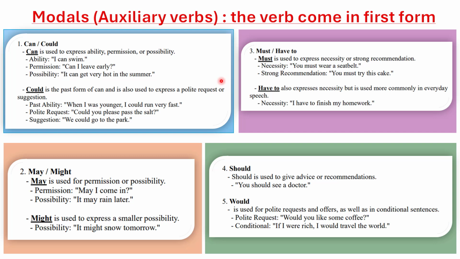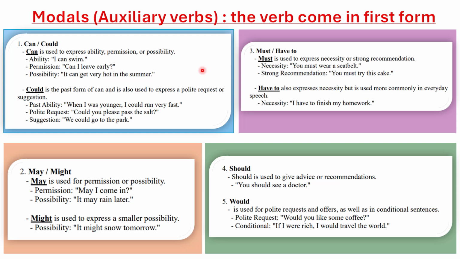For permission, for example, can I leave early? I just ask permission. For example, you are a student in the classroom and you want to leave the classroom, you have to get the permission from the teacher. So say, can I leave now, or can I go now? Possibility, for example, it can get very hot in the summer. So it's just possible, maybe it gets very hot in the summer.